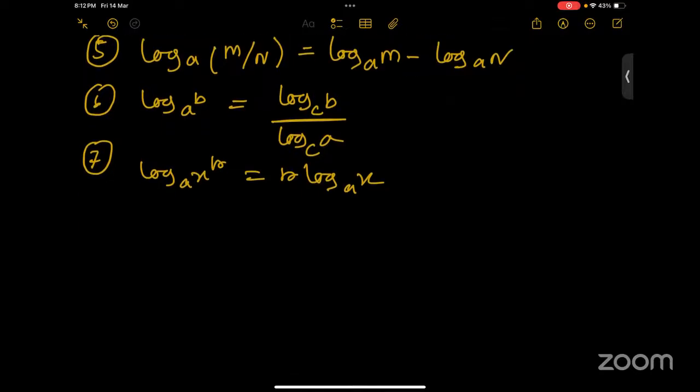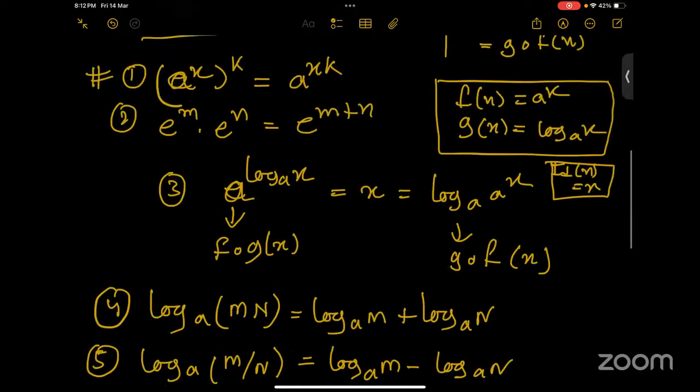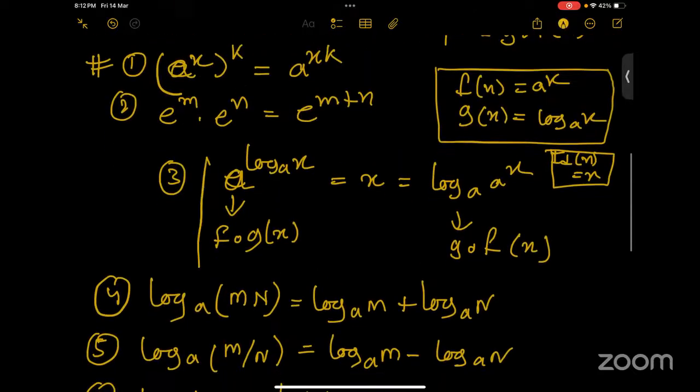Log x base a will be equal to y, which is base a power y equal to x. Log x base a equal to y can be written as a power y equal to x. That is the basic one. So it comes from this property, right? The inverse thing, this thing, right?